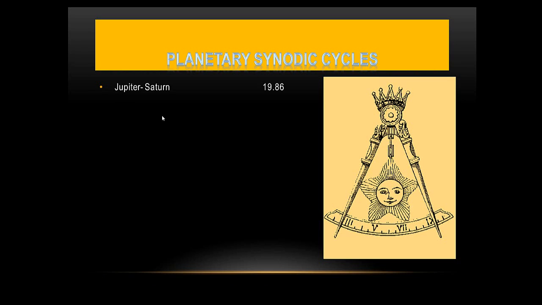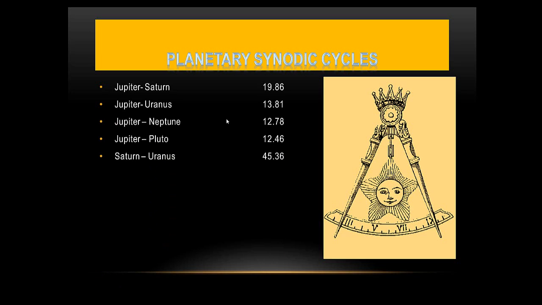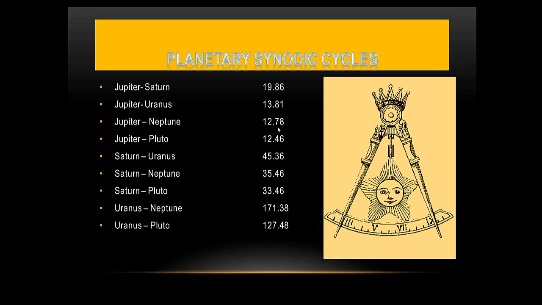The Jupiter-Saturn synodic is 19.86 years. That's almost 20 years. Jupiter-Uranus is 13.81. Jupiter-Neptune is 12.78. Jupiter-Pluto is 12.46. Saturn-Uranus is 45.36. Saturn-Neptune is 35.46. Saturn-Pluto is 33.46. Uranus-Neptune is 171.38. And Uranus-Pluto is 127.48.